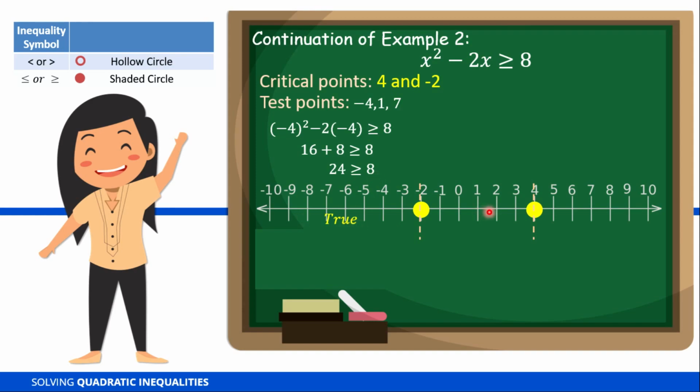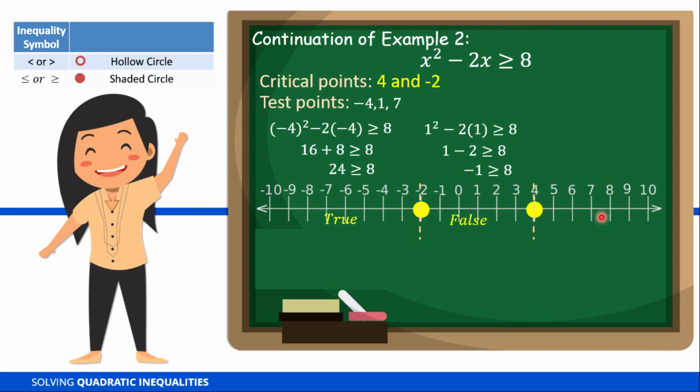Okay, next. Sa second region naman. So we have 1 squared minus the product of 2 and 1 is greater than or equal to 8. Simplify, we have 1 squared 1. Negative 2 times 1, we have negative 2 is greater than or equal to 8. 1 minus 2, answer is negative 1. And that is not greater than or equal to 8. Ibig sabihin, hindi kasama ang mga real numbers na nasa gitnang region sa ating solution set.